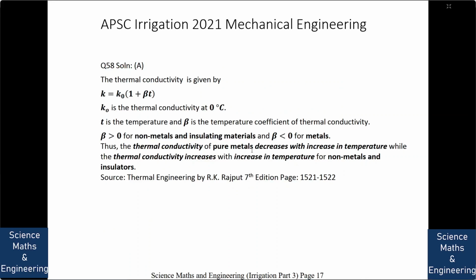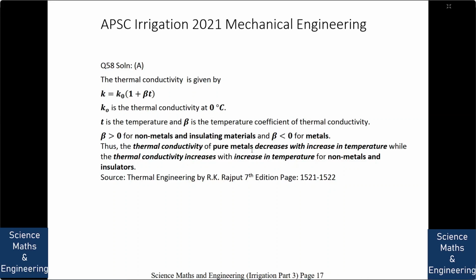Now, the thermal conductivity is given by k is equal to k naught into 1 plus beta into T. Now, k naught is the thermal conductivity at 0 degree centigrade, T is the temperature and beta is the temperature coefficient of thermal conductivity. Now, beta is greater than 0 for non-metals and insulating materials, and beta is less than 0 for metals. Therefore, the thermal conductivity of pure metals decreases with increase in temperature, while the thermal conductivity increases with increase in temperature for non-metals and insulators.